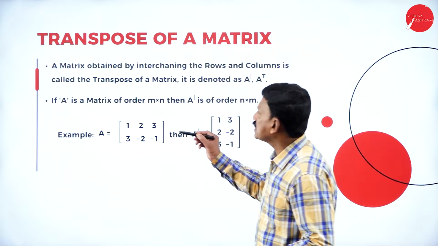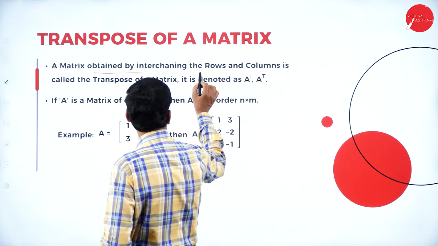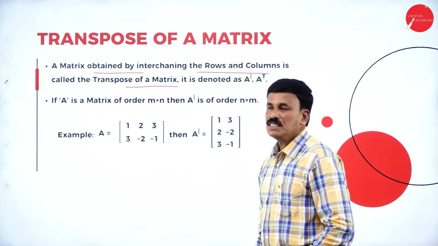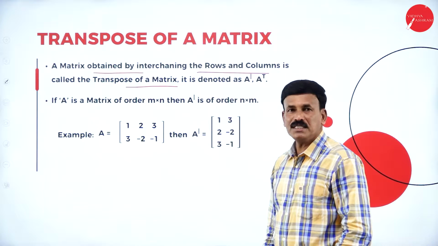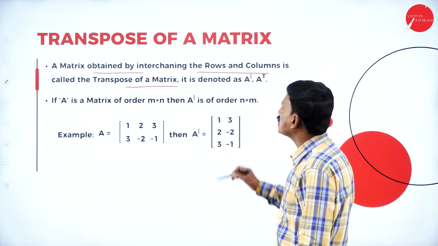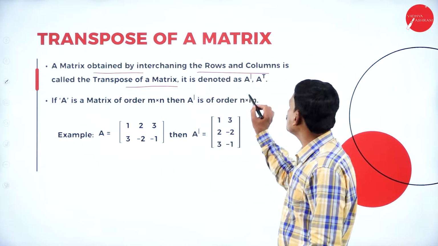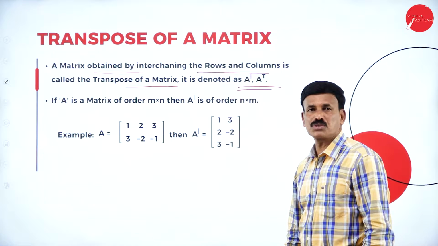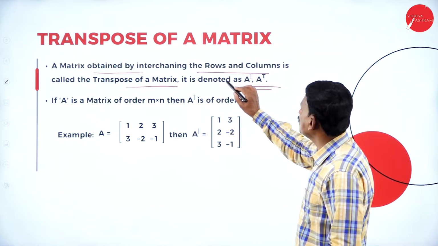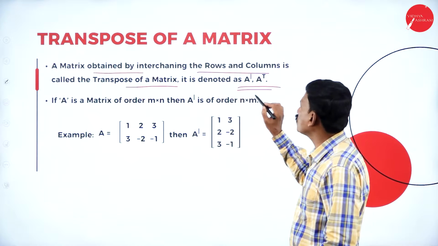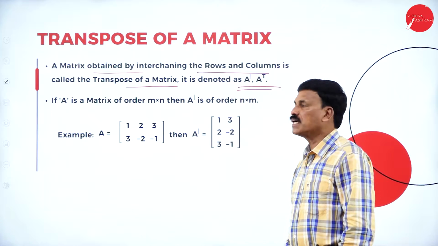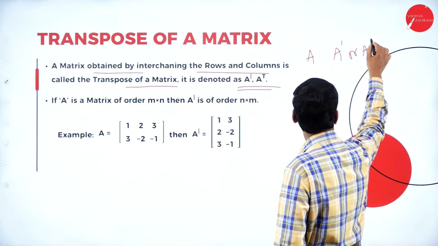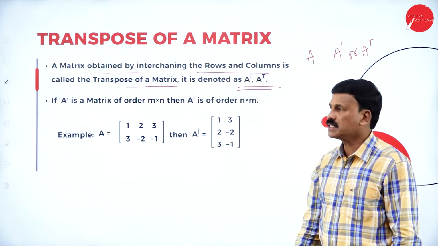Now, let us explain in detail. A matrix obtained by interchanging the rows and columns is called the transpose of a matrix, and it is denoted as A dash or AT. A dash or AT is called the transpose of a matrix. So, a matrix obtained by interchanging the rows to columns and columns to rows is called the transpose. And if A is a matrix, then the transpose of this is denoted as A dash, or it is also denoted as AT.